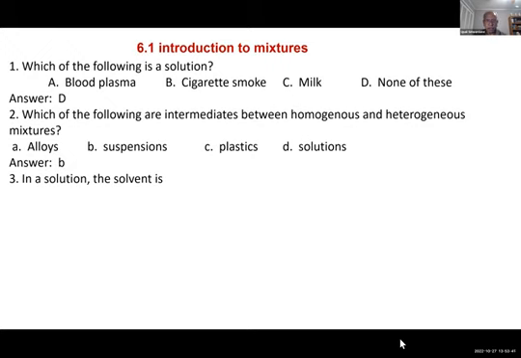In a solution, the solvent is present in a large amount.